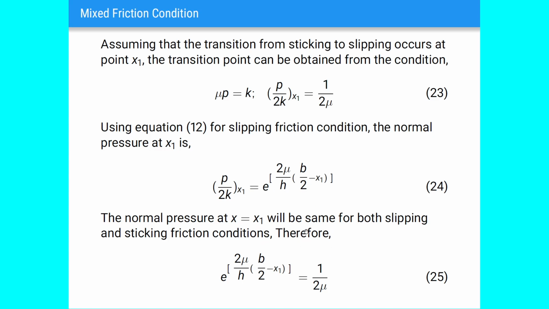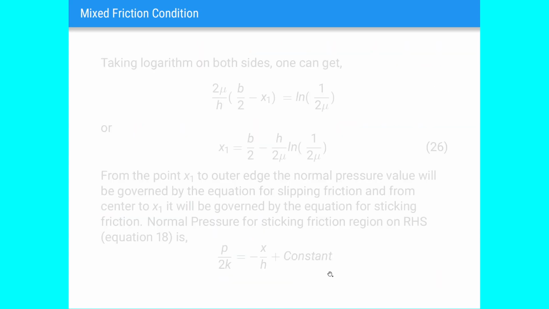When we are trying to calculate this value, this will be 1 upon twice of mu. So this will be e raised to the power twice mu upon h into b upon 2 minus x1 equal to 1 upon twice of mu. Okay, so this has resulted.